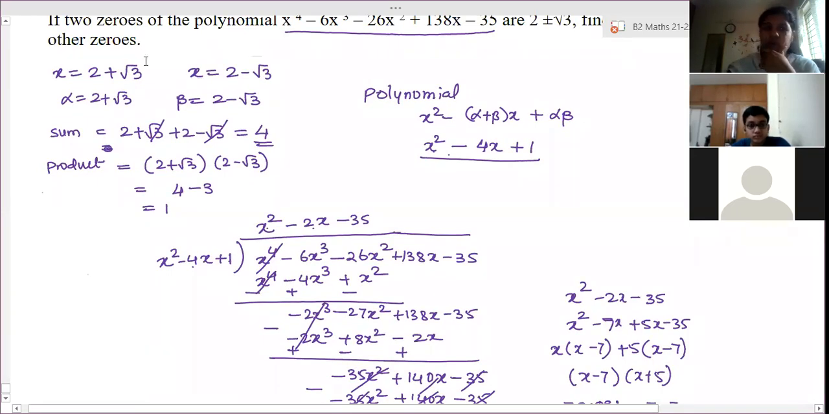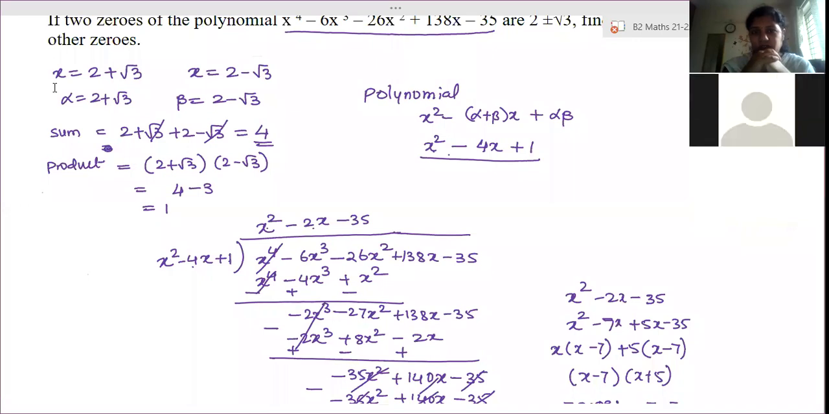You can find out what will be the factor here. The first method I told you, that method also you can use. That is, if x is equal to 2 plus root 3 is a zero, then what will be the factor? X minus 2 minus root 3. And the second factor will be x minus 2 plus root 3. So we will get two factors as x minus 2 minus root 3 and x minus 2 plus root 3. Now you have to find the product of this. Can you find out?